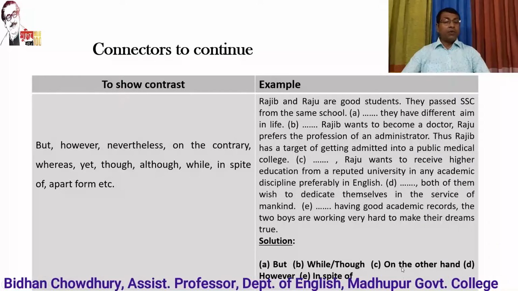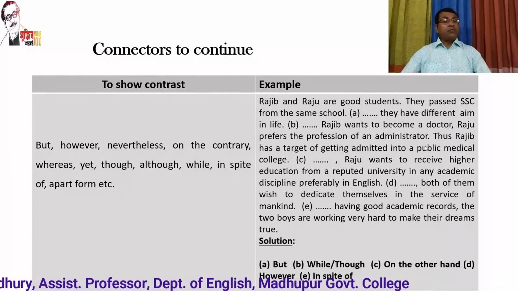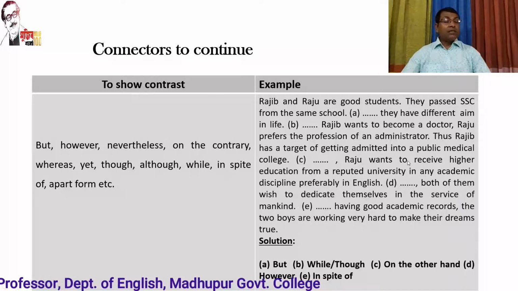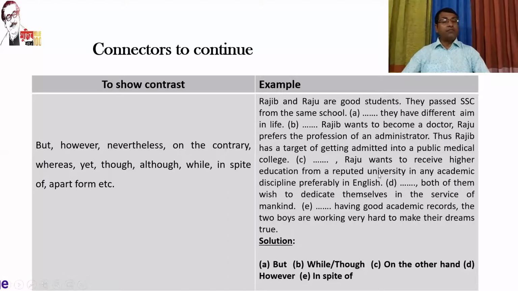And in number C, on the other hand, Rajiv wants to be admitted in a public medical college. And what does Raju want? Does he want to be admitted in a medical college? No. His desire is quite different from the desire of Rajiv. Raju wants to receive higher education from a reputed university in any academic discipline, preferably in English. So we find a difference between the desire of Rajiv and that of Raju. That is why I have used the connector on the other hand in gap number C.